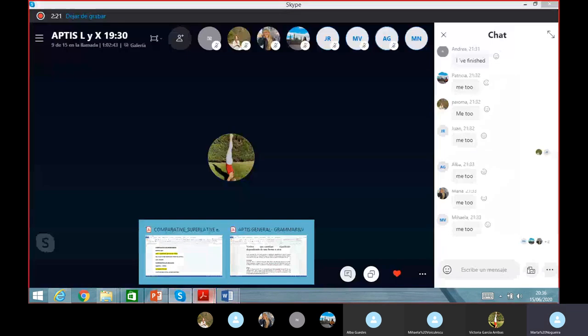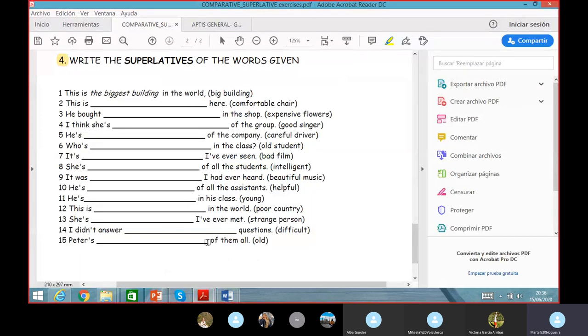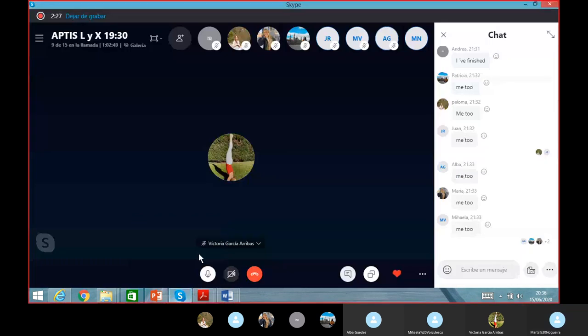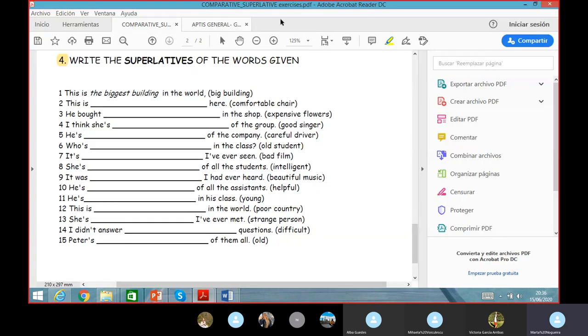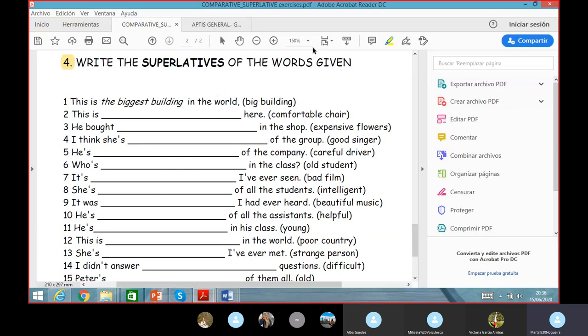Okay, guys, let's see. I'm doing it, okay? Let me see if the microphone is connected. Yes. Okay, so I'm gonna make it bigger. I'm gonna make it bigger comparative. So this is the most comfortable chair here. The most comfortable chair. Next, he bought the most expensive flowers in the shop. The most expensive flowers.